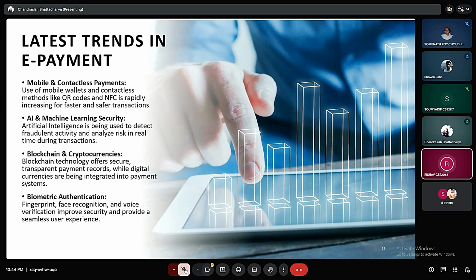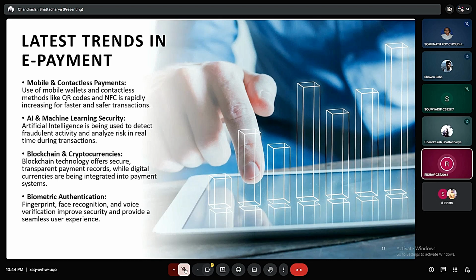In this slide, we will explore the latest trends in e-payments. Moving on to the latest trends in e-payment, the industry is evolving rapidly to become faster and more secure. First, we have mobile and contactless payments. The use of mobile wallets and contactless methods like QR codes and NFC is increasing rapidly because they offer a safer, touch-free transaction experience. Secondly, we see the rise of AI and machine learning security. Artificial intelligence isn't just a buzzword here. It is actively being used to analyze risk and detect fraudulent activity in real time.